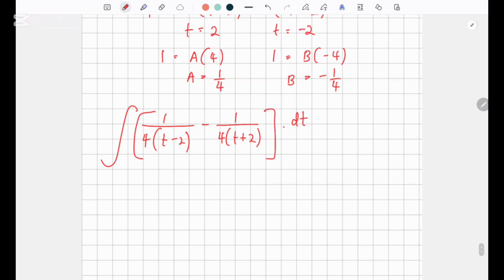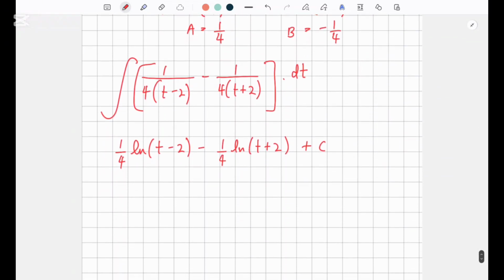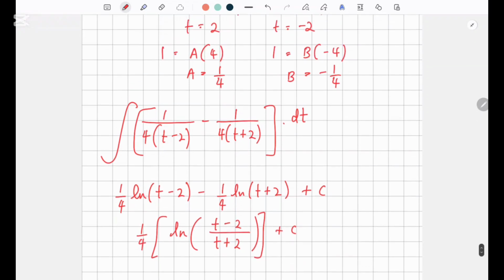So what's the integration of 1 over 4 into t minus 2? That's 1 over 4 ln|t minus 2|. So it's 1 over 4 ln(t minus 2) minus 1 over 4 ln(t plus 2) plus c, right? This is very easy. If you guys have any doubts with that, please drop a comment. So this basically means you can take 1 over 4 out and write ln of (t minus 2) over (t plus 2), right? Because this subtraction means division. That's a logarithmic rule. You guys need to remember that.